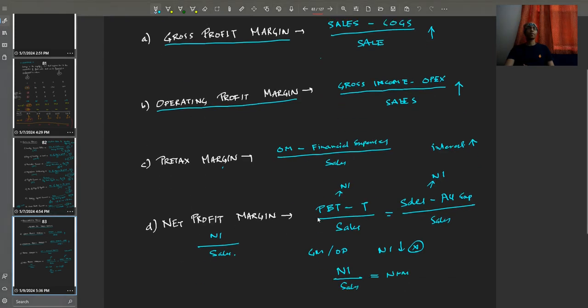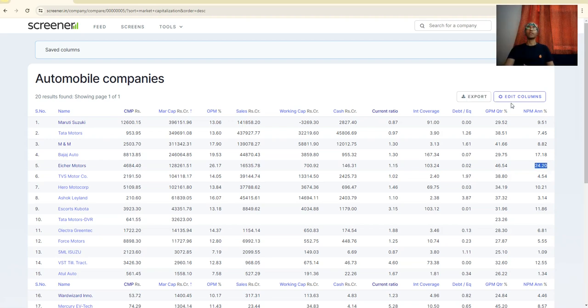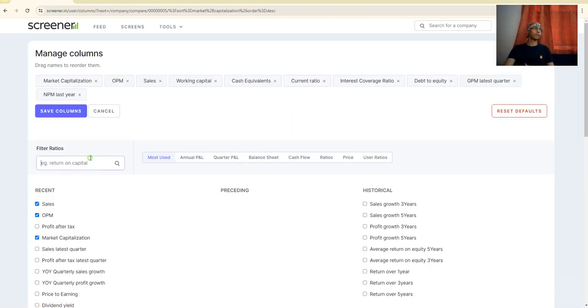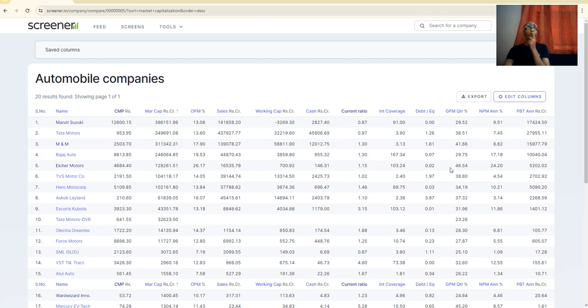Pre-tax margin, net profit margin. Okay, we can look at them also. Pre-tax margin. So pre-tax is 5202. Sales is 16535.